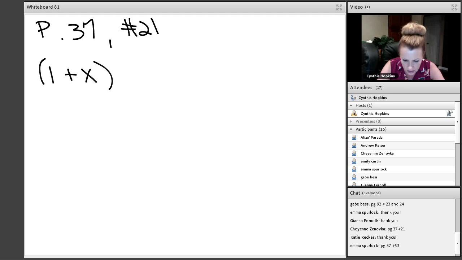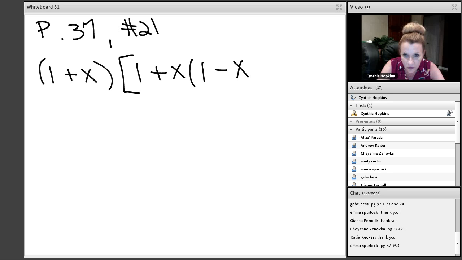All right, there is definitely something a little tricky about this one, I think. So 1 plus x in parentheses, then I have brackets, 1 plus x, but those are not in parentheses. So we'll talk about how that differs. And then 1 minus x squared, and close the parentheses.